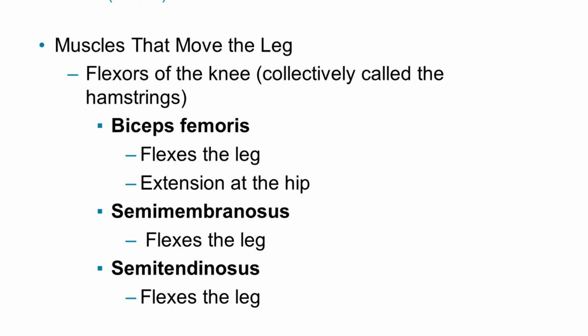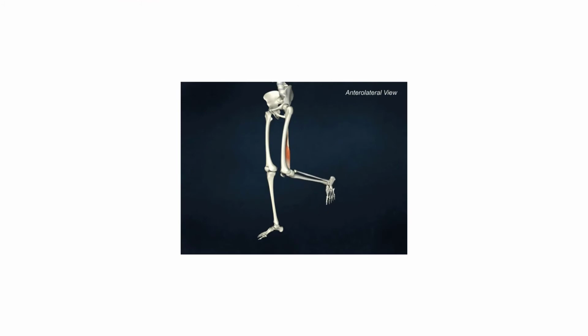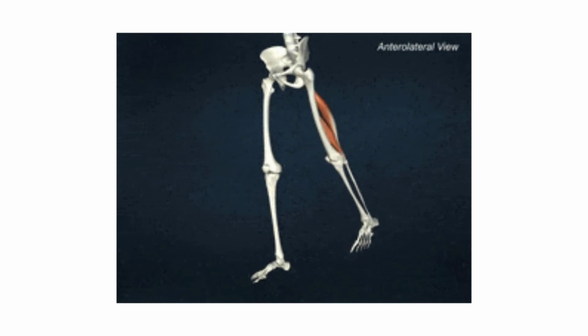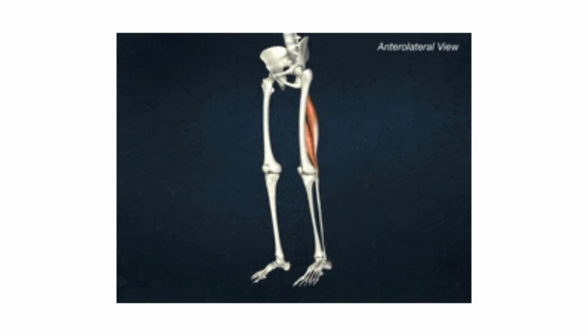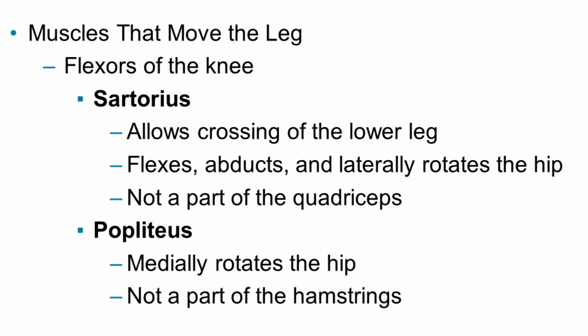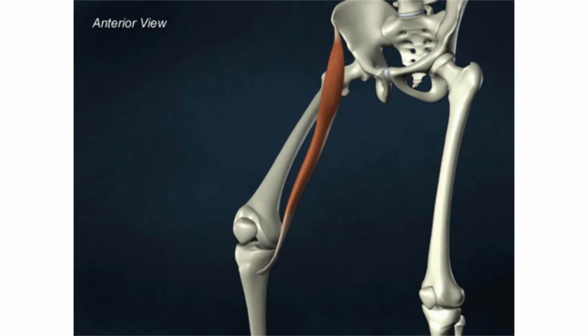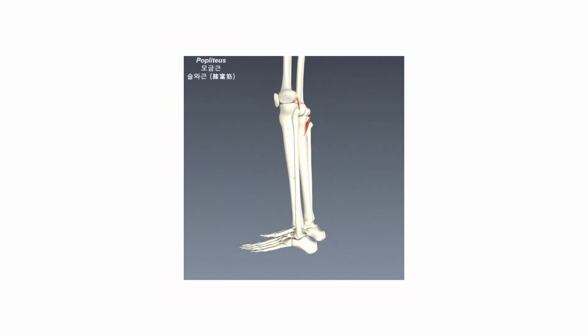The flexors of the knee are collectively called the hamstrings and include the biceps femoris, semimembranosus, and semitendinosus muscles. The semimembranosus and semitendinosus muscles both function to flex the leg, whereas the biceps femoris both flexes the leg and extends at the hip. The flexors of the knee also include the sartorius and the popliteus. The sartorius allows for crossing of the lower leg. It flexes, abducts, and laterally rotates the hip. The popliteus medially rotates the hip.